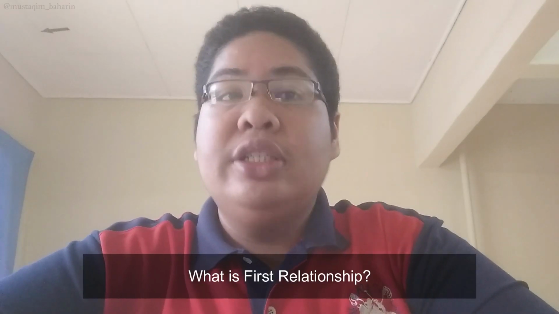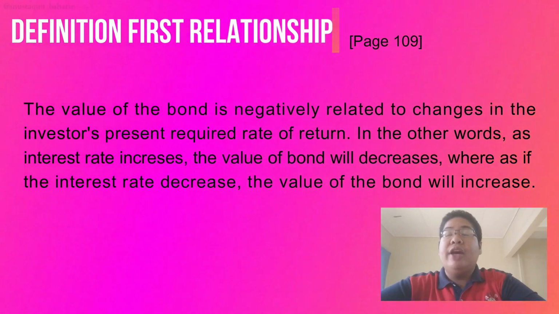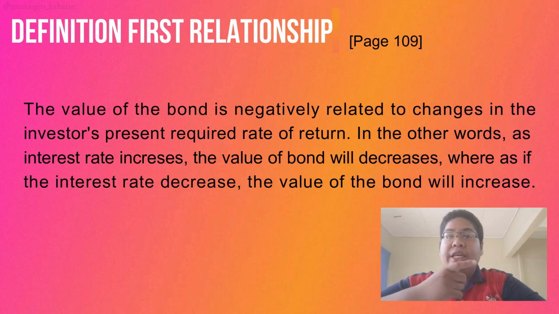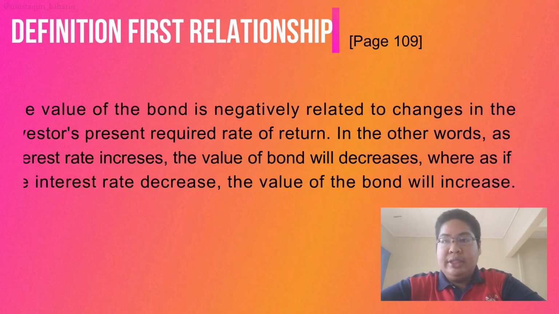What is the first relationship? The first relationship is that the value of a bond is negatively related to changes in the investor's present required rate of return. In other words, as the interest rate increases, the value of the bond will decrease, whereas as the interest rate decreases, the value of the bond will increase.